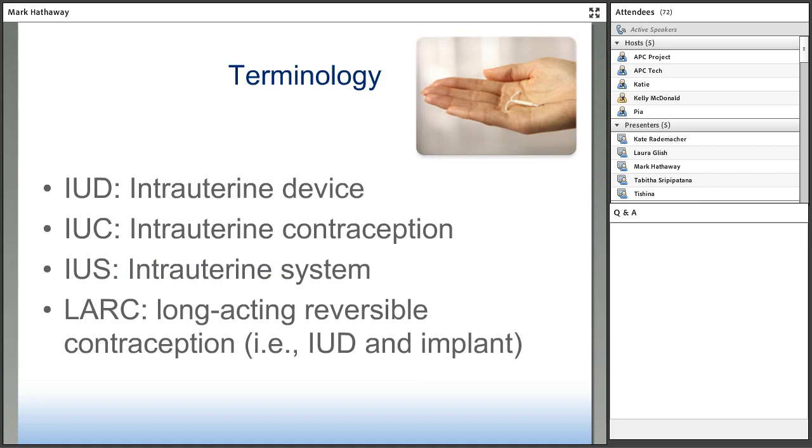Just for starters, or for basics, we're going to use several terms kind of interchangeably: the intrauterine device, the intrauterine system, the intrauterine contraception, and we're also going to use on occasion the acronym LARC, which refers to long-acting reversible contraceptives, which include the types of IUDs that we're going to mention, as well as the implant.